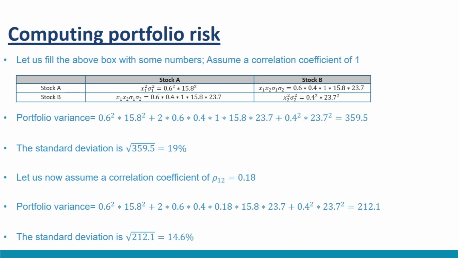Let us fill the above boxes with some numbers. Assume a correlation coefficient of 1. The portfolio risk box will look something like this, as shown here in the table.